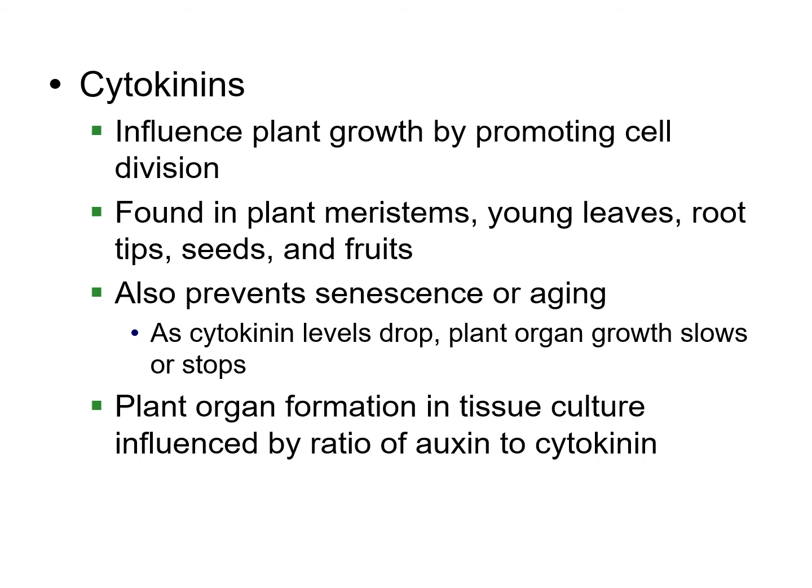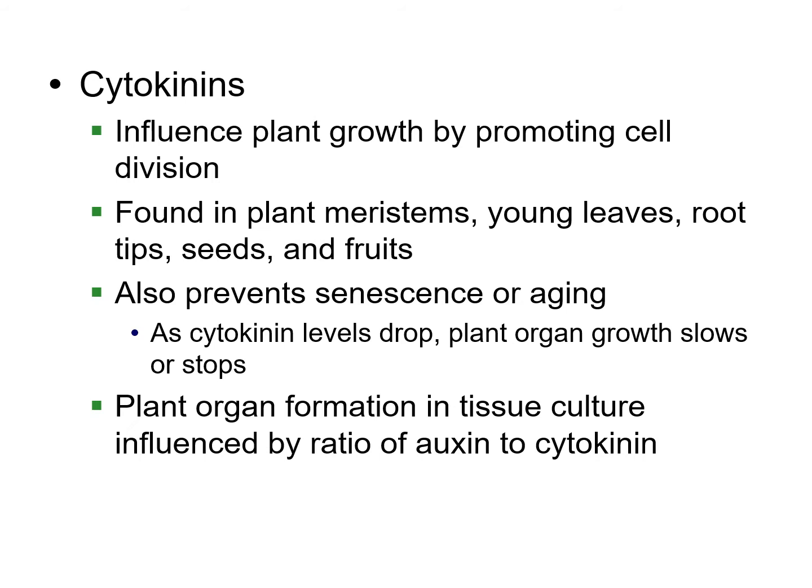Now, what happens a lot is plants end up having to fight off aging quite a bit, right? They're dealing with sunlight, and so cytokinin ends up preventing that senescence or aging. So whenever you see the word senescence, that's what that means. Senescence is just a fancy term for aging, and so that helps the plant not get older. And when that level drops, the plant organs will stop growing or slow down significantly.